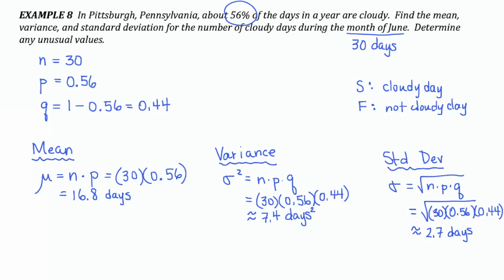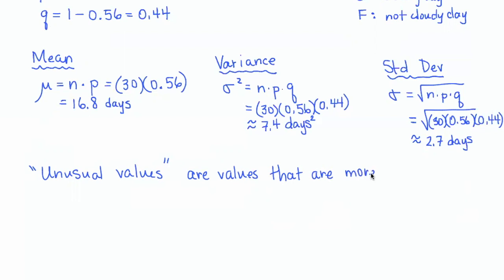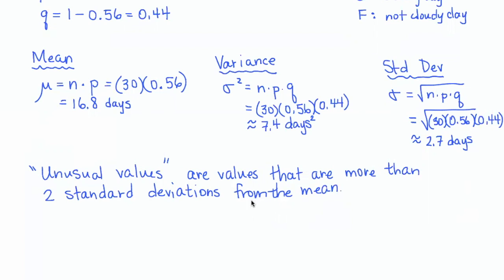Now, the second part here, it says determine any unusual values. You need to know the definition of an unusual value. So any value that we're going to call unusual, these are the values that are more than 2 standard deviations from the mean. And so what you need to think about is you have this mean, and I like to think about it on a number line.